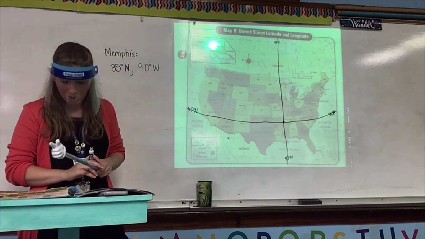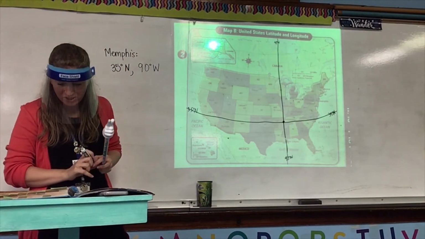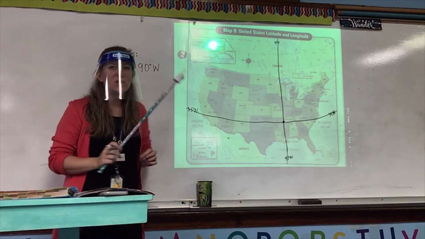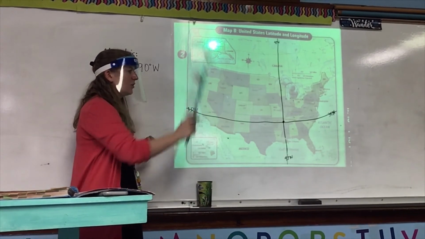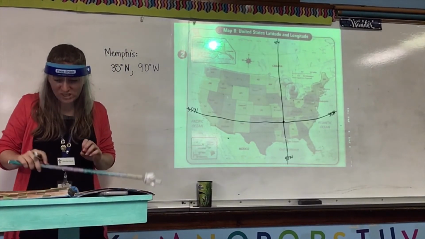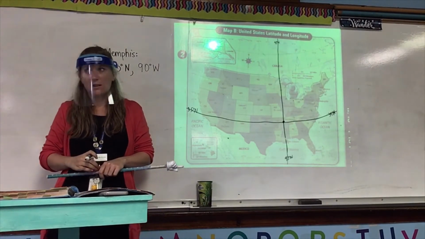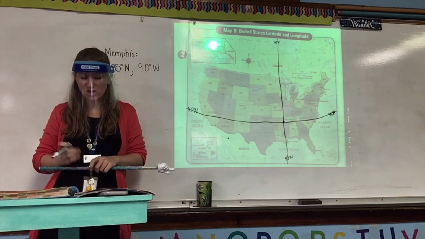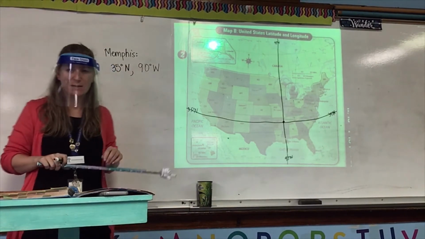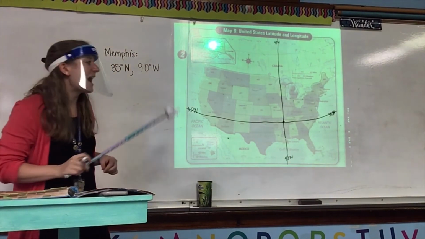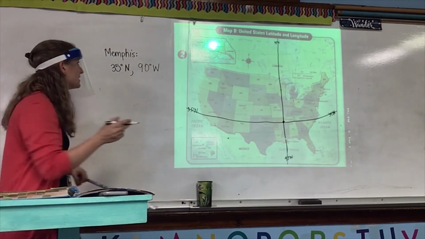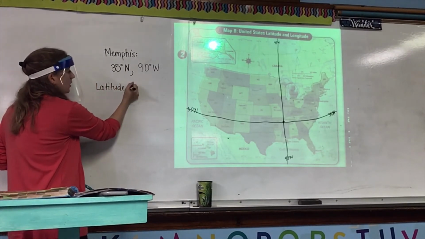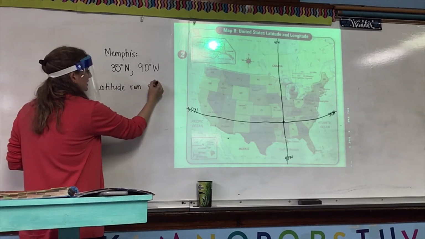Number 1, between which two lines of latitude does most of the United States lie? So that means, are we looking at the sideways lines or the up and down lines if we're trying to find which two lines of latitude the United States runs between? Zari, are we looking at the up and down lines or the sideways lines? Sideways, because lines of latitude run sideways.